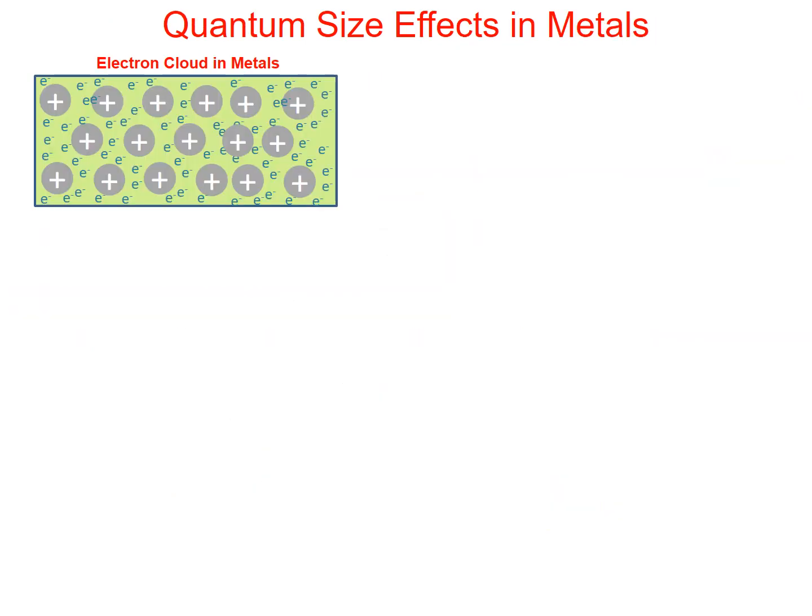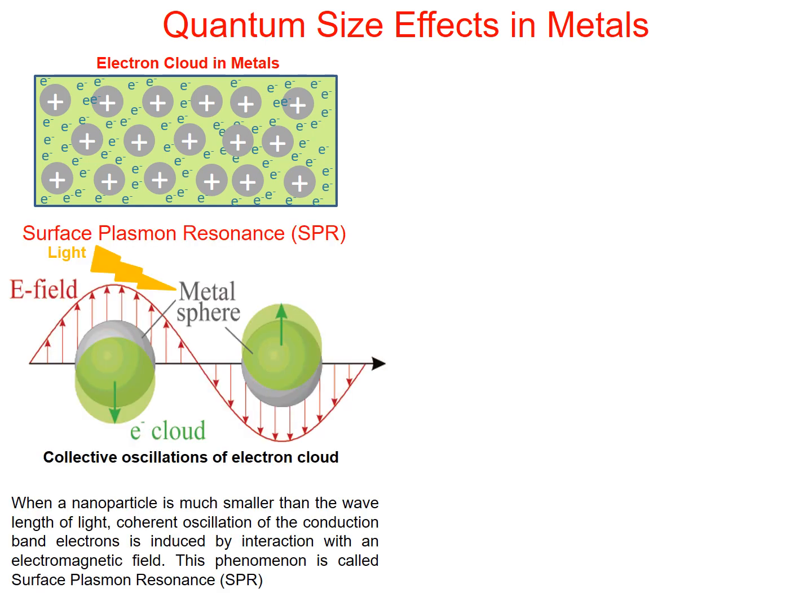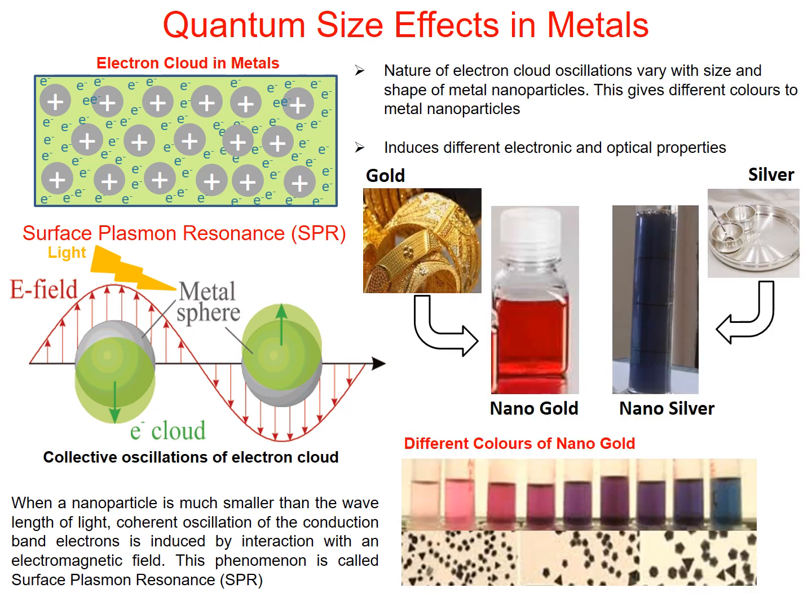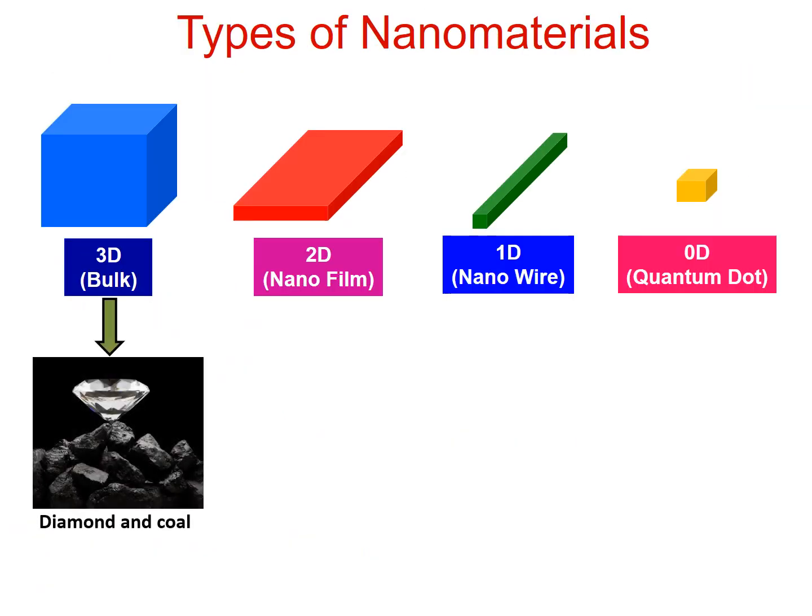It is known that highly conducting metals have free electron cloud around the positive nuclei. When light falls on the nanoparticles which are much smaller than the wavelength of light, the electrons interact with its electromagnetic field and start oscillating due to their collective excitation and de-excitation relative to the positive nuclei. This phenomenon is called as surface plasmon resonance. Electrons in nanoparticles of different size and shapes interact differently with range of wavelengths in the visible light, giving rise to different colors.